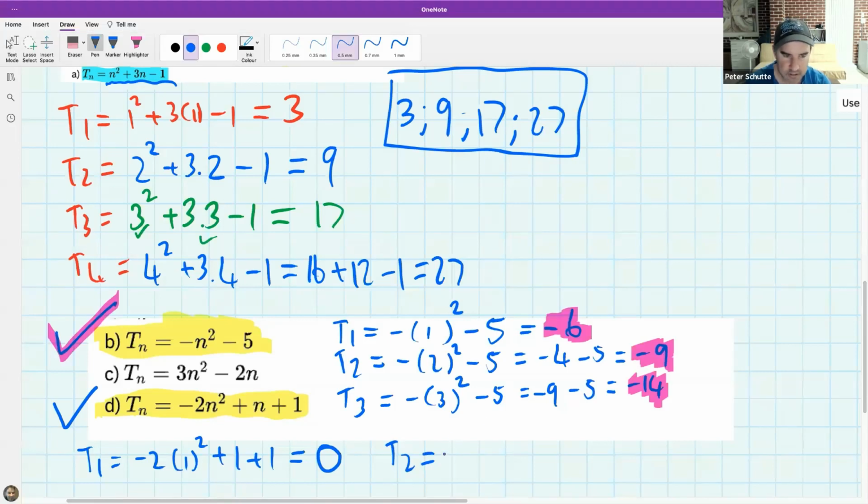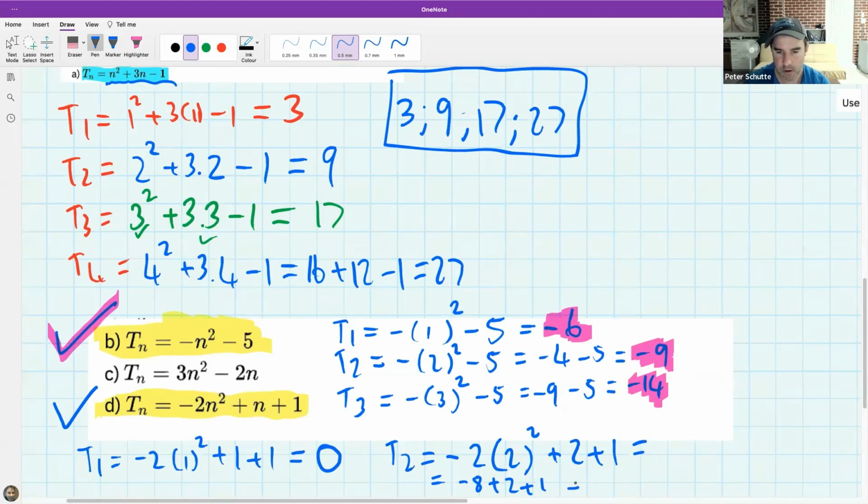So T2. With lots of twos going on in the second one, I want to be careful that I don't make a silly mistake. So I get 4. So I get minus 8 plus 2 plus 1, which is going to give me minus 5. So we have 0 as my first term, minus 5 as my second term. And what do we get for the third one?